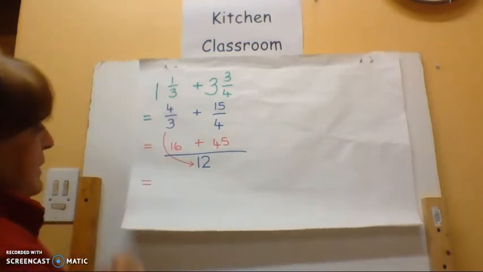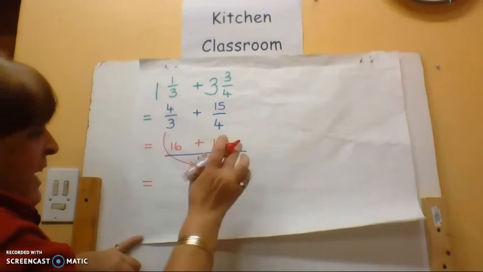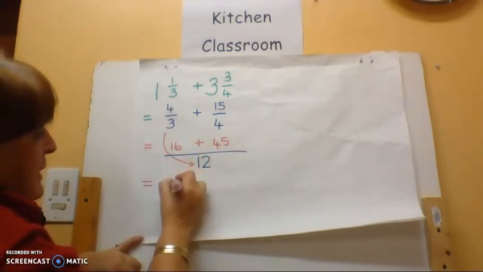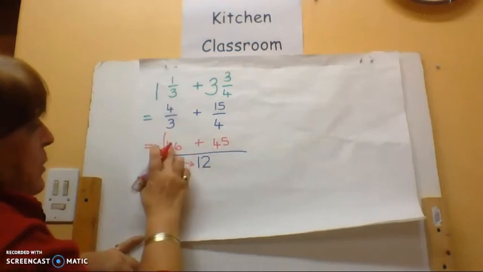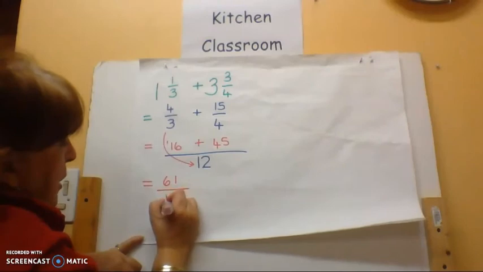My next step says add my numerators. So let's add across. We'll add the units first. 5 plus 6 is 11, carry the 1. 1 and 1 is 2 and 4 is 6. So I've got 61 over 12.